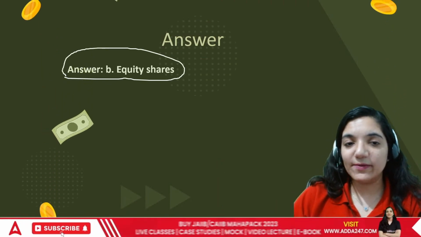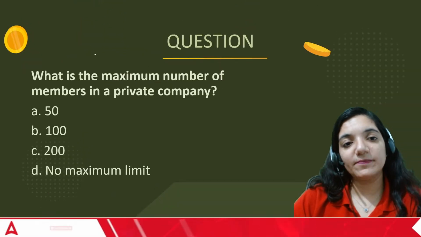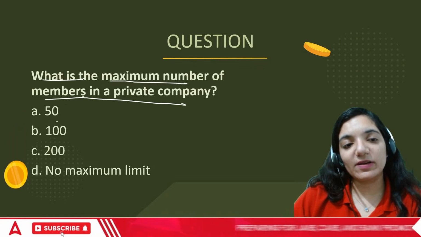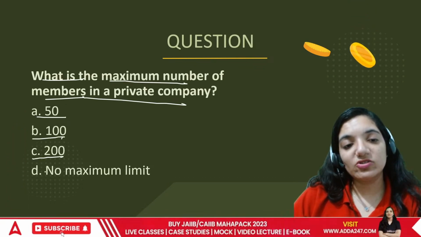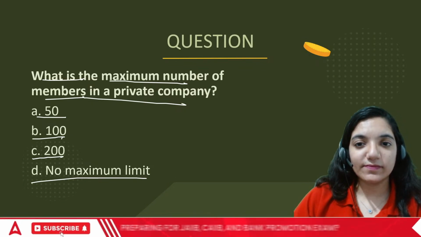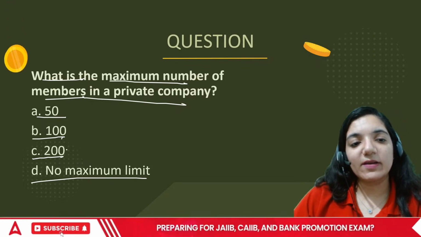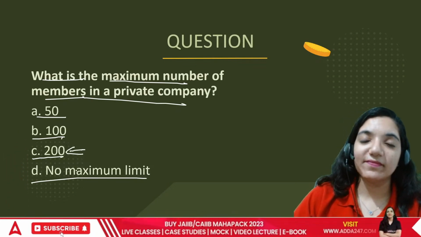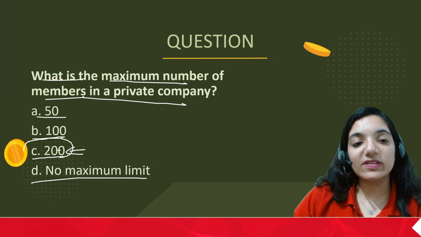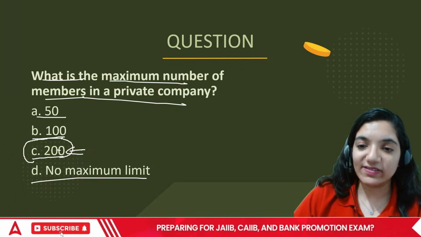Got the question, everyone? Now let's look at the next point. What is the maximum number of members in a private company? 50, 100, 200, or no maximum limit? In a private company, the maximum is 200. The maximum number of members in a private company is 200.